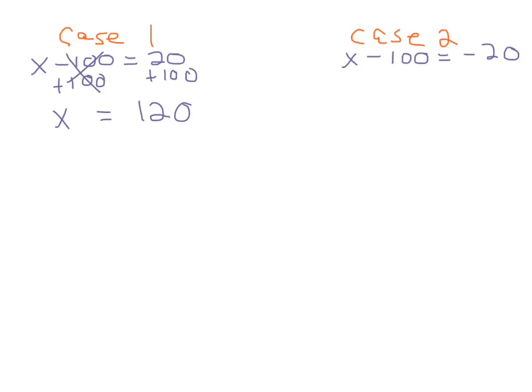And if we solve case 2, we have x minus 100 again, and so we're going to solve that the same way by adding 100 on both sides. That becomes 0 and leaves x. Negative 20 plus 100, though, leaves me with a value of 80, and that gives me the minimum.